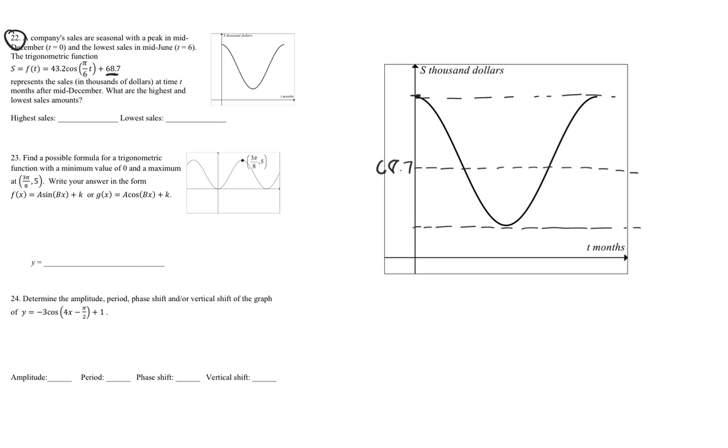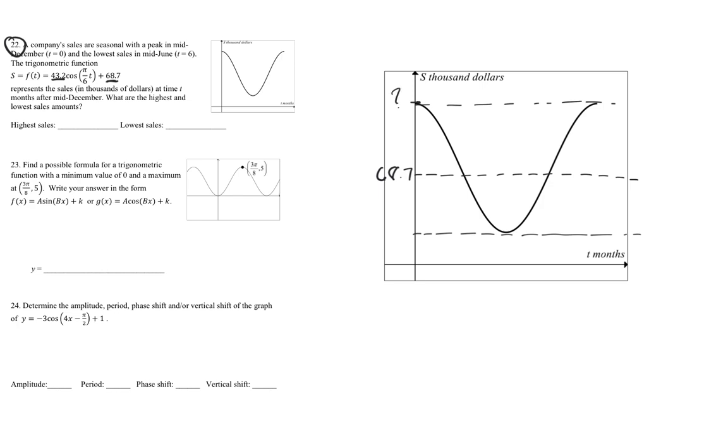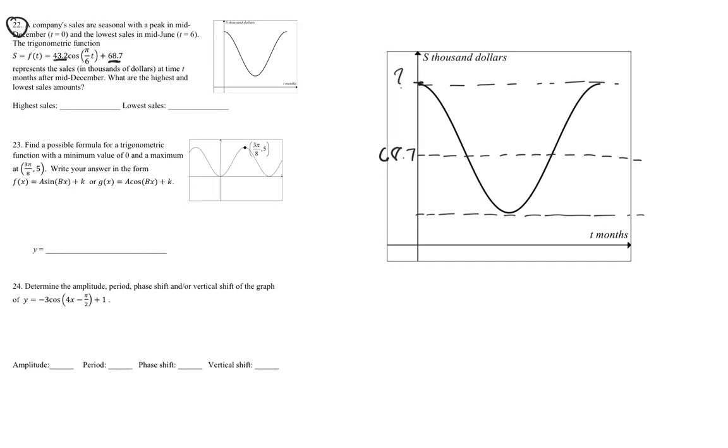Well, we know our amplitude is 43.2. Our amplitude is how far it stretches from the midline. So all we have to do is add that 43.2 to 68.7 to get this value. 68.7 plus 43.2 is 111.9. So that's going to be our highest value. And this is in thousands.